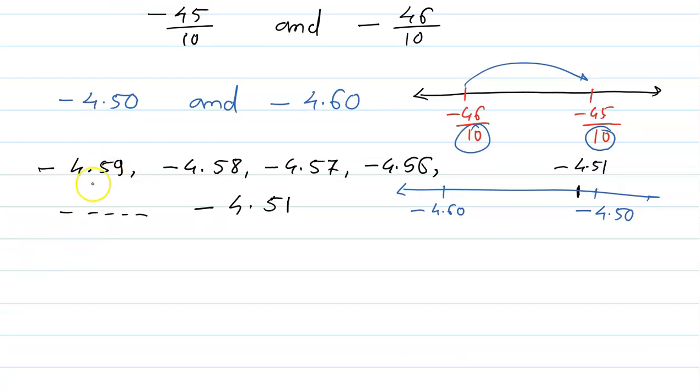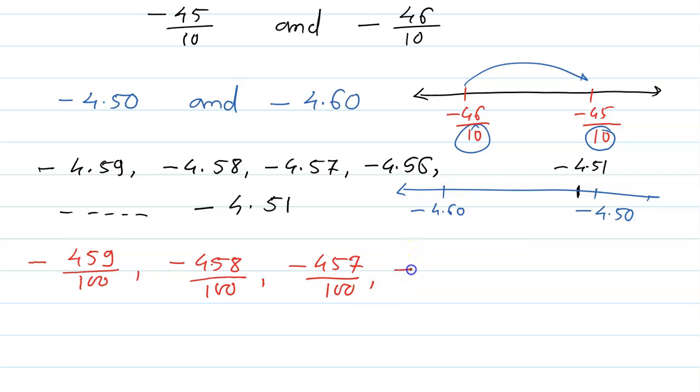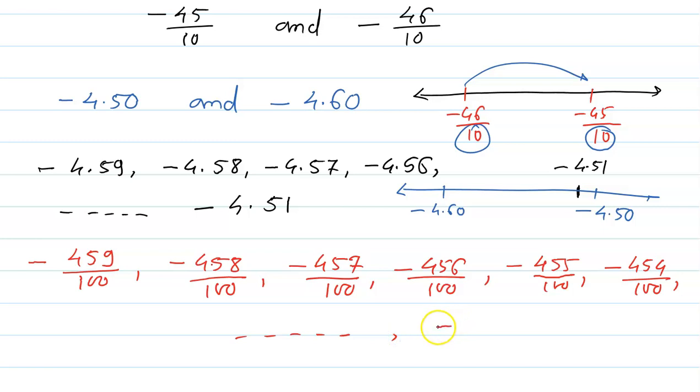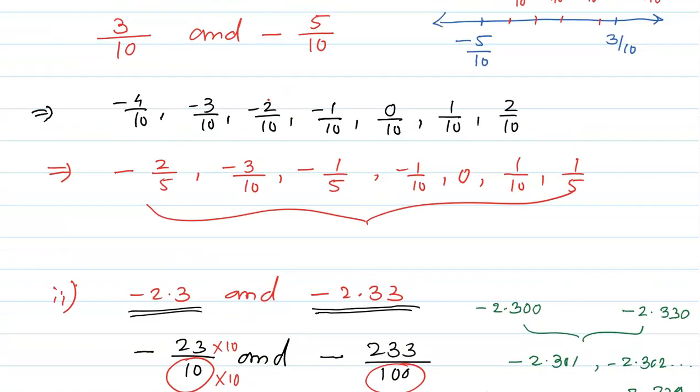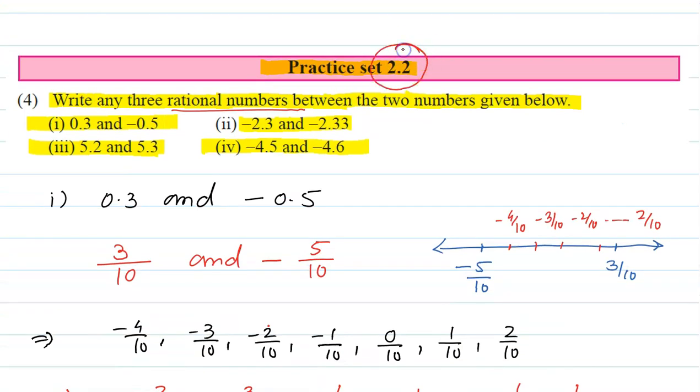So after two places there is a decimal point, so we get minus 459 divided by 100. Next, minus 458 divided by 100. Next to it minus 457 divided by 100. Next to it minus 456 divided by 100. Next to it we have minus 455 divided by 100. Minus 454 divided by 100 and so on up to minus 451 divided by 100. So among them you have to write any three rationals. So here we have completed practice set 2.2. Thank you.